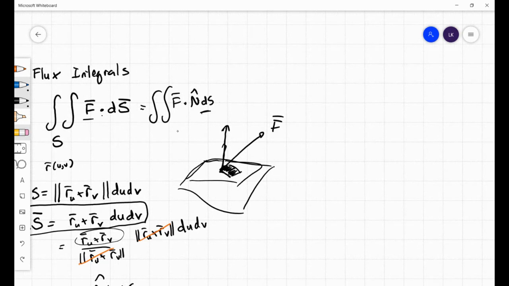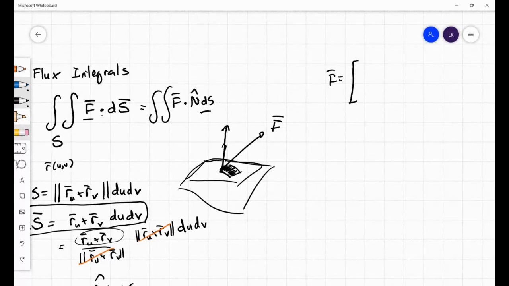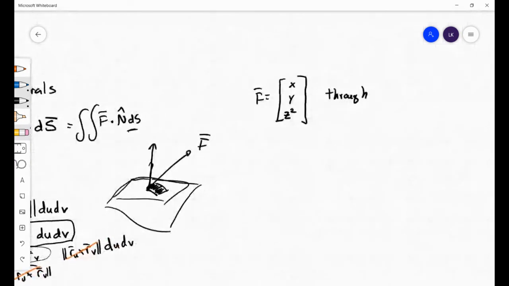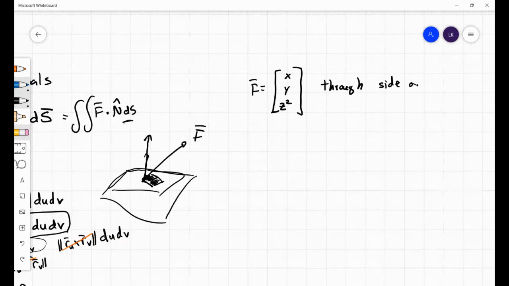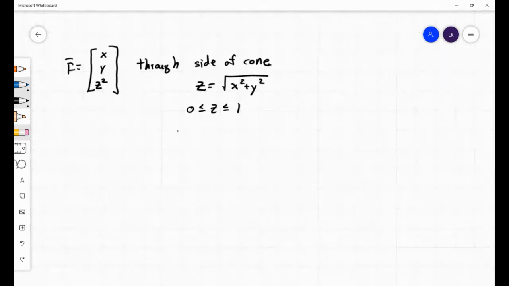So suppose you want to know the flux integral of this vector field through the side of a cone, z equals the square root of x squared plus y squared, where we're going to limit z to be between 0 and 1. So, the flux of our vector field through the side of a cone.